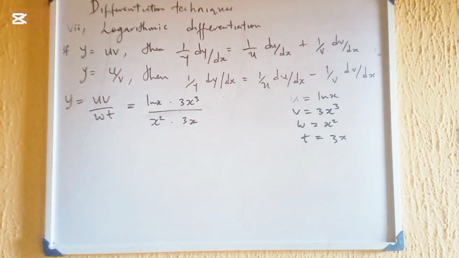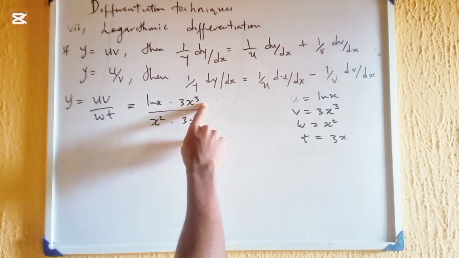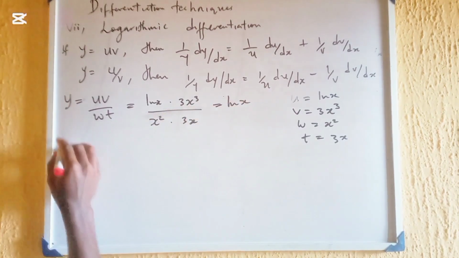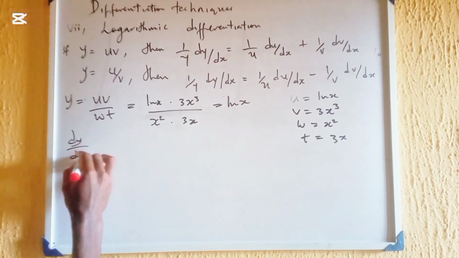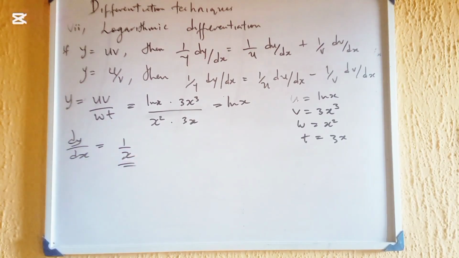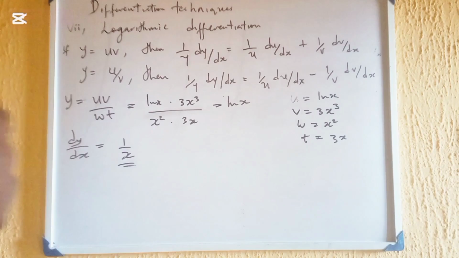So 3x will divide 3x cubed, and we're left with x squared. x squared will divide x squared. So we're left with ln x. dy/dx is equal to 1 over x. Now, we want to verify if we will get 1 over x using this logarithmic differentiation method.